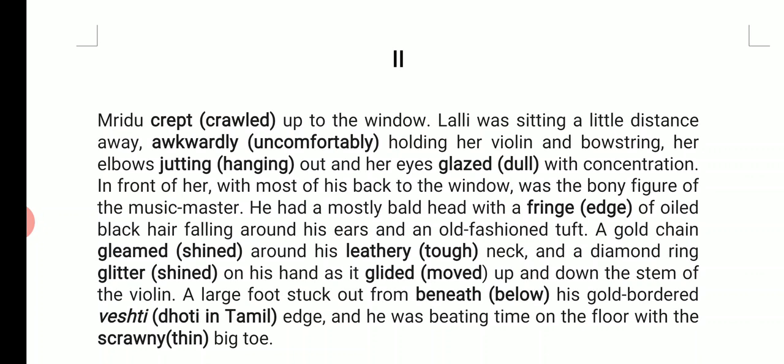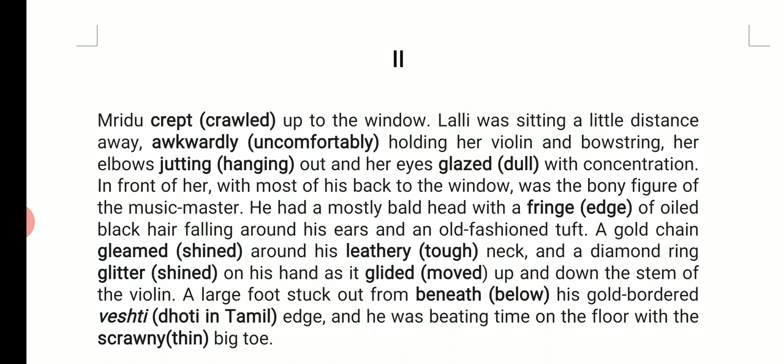In front of her, with most of his back at the window, was a bony figure, the music master. Here the description of the music master is coming. Bony figure means a very lean and thin person whose bones can be easily visible. That's why he is called a bony figure.